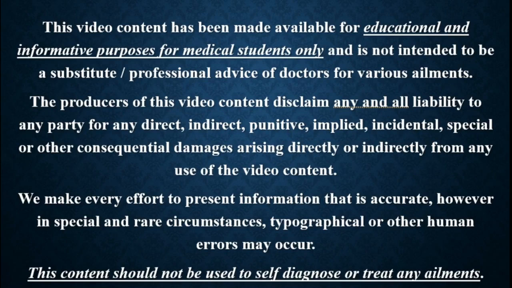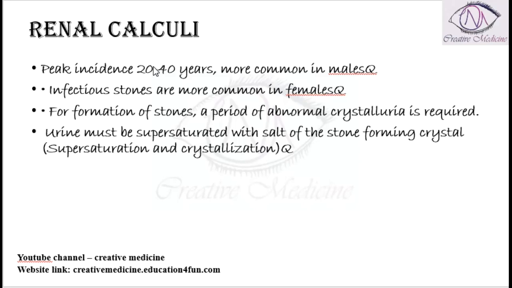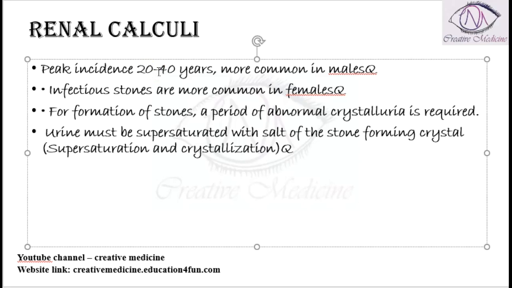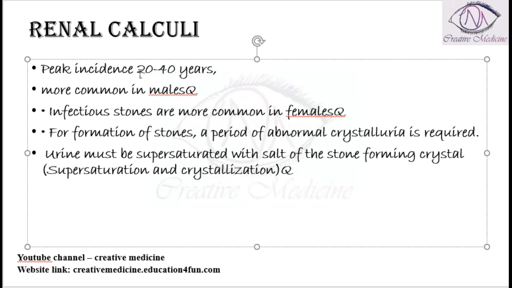In this lecture, we will learn about renal calculi. So the peak incidence of renal calculi is around 20 to 40 years. That is, most commonly renal calculi are associated with the age group of 20 to 40 years.